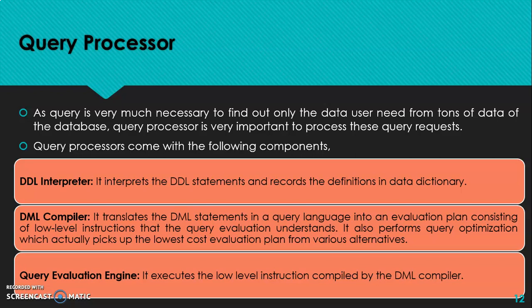A user has written a query. Now it can be through either application program or it may be directly through the commands. So what it will do, it will give the optimized solution to evaluate this query. Now this evaluation is done by the query evaluation engine. That is the lower level of instruction that is designed by the DML compiler. So it is executed at the lower level of instruction. So these three components become the part of query processor, that is the DDL interpreter, DML compiler, and query evaluation engine.